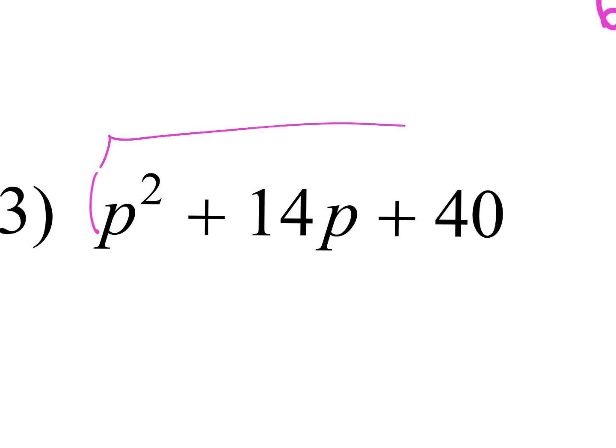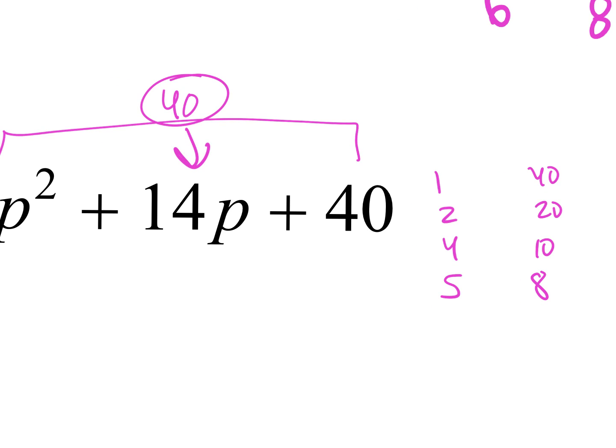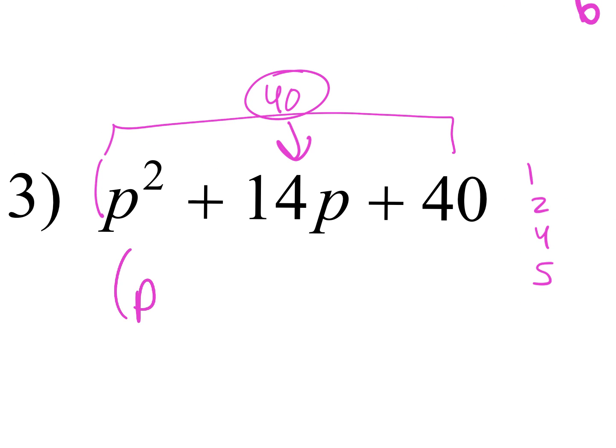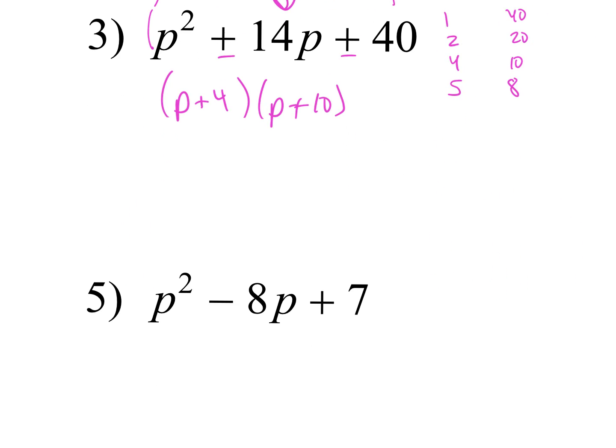But again, there's no GCF here. So I'm going to take 1 times 40, and I get 40. Factors of 40 that multiply to give me 40, add to give me 14. I have 1 and 40, 2 and 20, 4 and 10, 8 and 5. 10 and 4, good. Both positives in the middle, so p plus 4, p plus 10, or vice versa. Questions? All right, come down here.